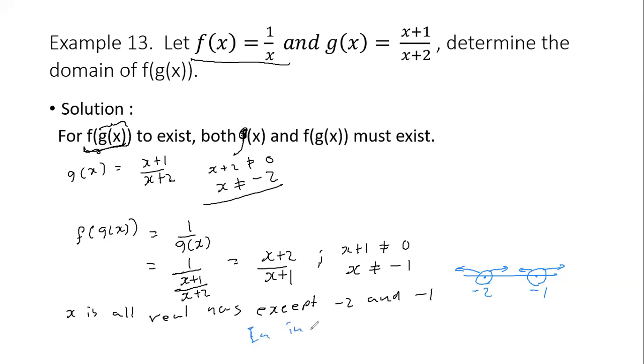Now, if you write this in interval notation, the domain we can write as negative infinity to negative 2, union negative 2 to negative 1, union negative 1 to infinity. Okay, that's how we write the domain for this example in interval notation.